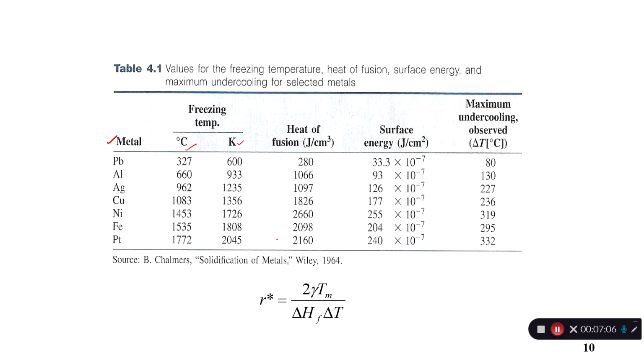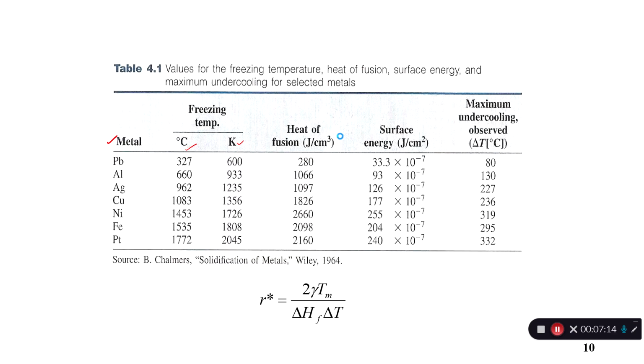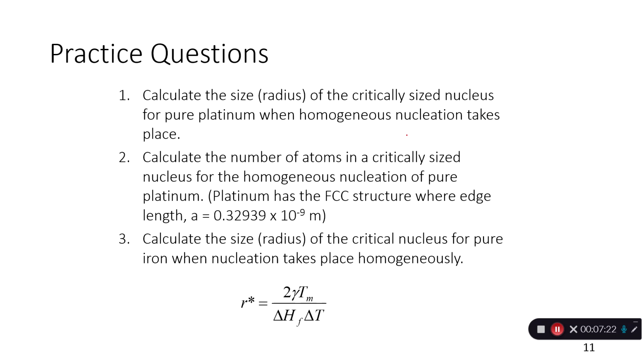Look at this formula again. Gamma is the surface energy, and delta H is the heat of fusion. Let's try one question. Calculate the size, or the radius specifically, of the critically sized nucleus for pure platinum when homogeneous nucleation takes place. So what is the critical radius of platinum during homogeneous nucleation?